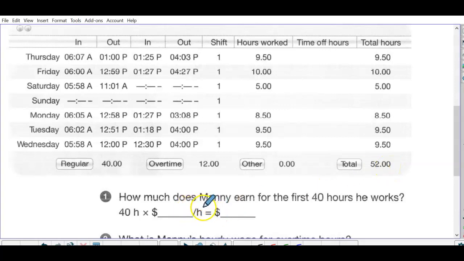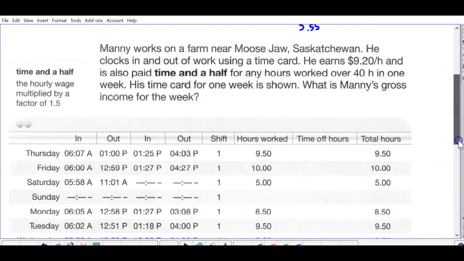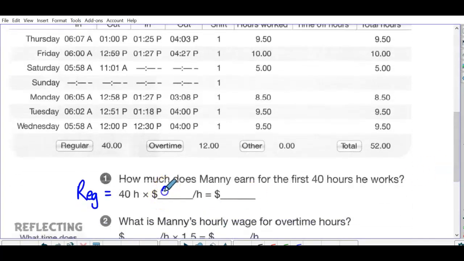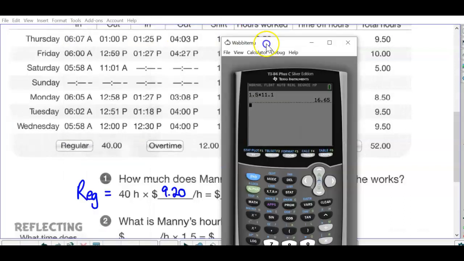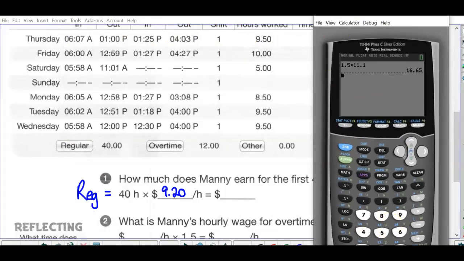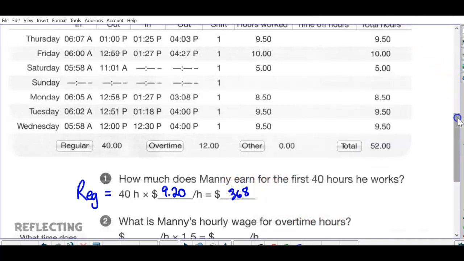So he gets paid regular pay for the first 40 hours. I always call this regular equals 40 hours times that rate, which was $9.20. And so we'll get that value. I'm just going to move this over here. So 40 times $9.20 is $368.